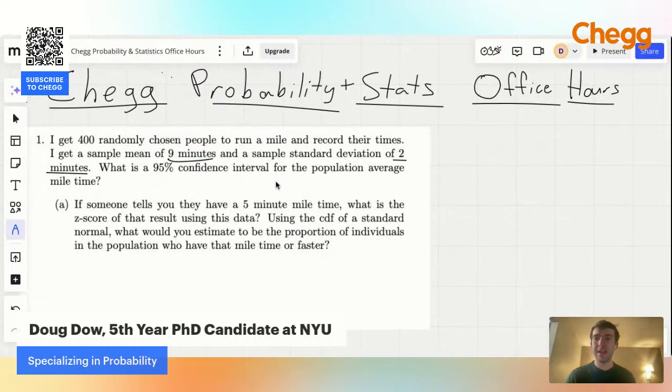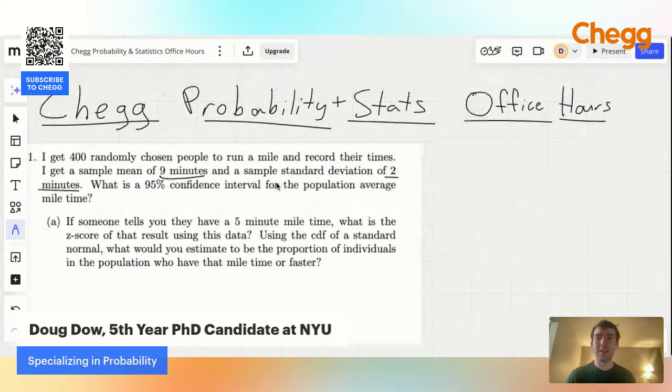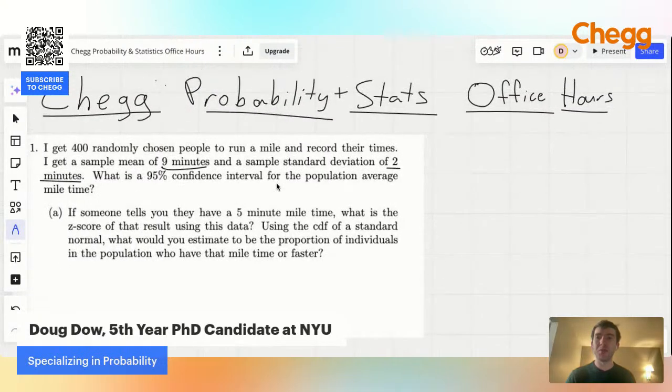So this is a classic statistics question. You do some research, you collect some data. We want to extrapolate the mile time that we saw from our data to the entire population. We want to say what's a reasonable upper and lower bounds for the mile time of the entire population.